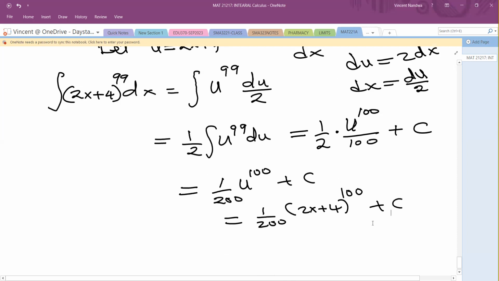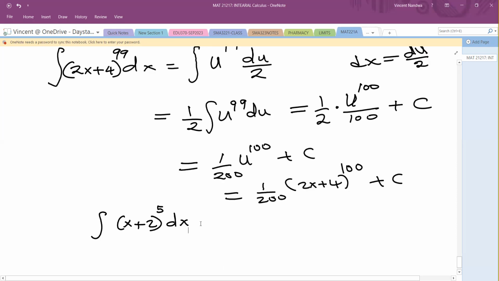And you'll be trusted now with this problem here. Let's try this and tell me the answer. The integral of (x + 2)^5 dx. Apply the same process to that integral.